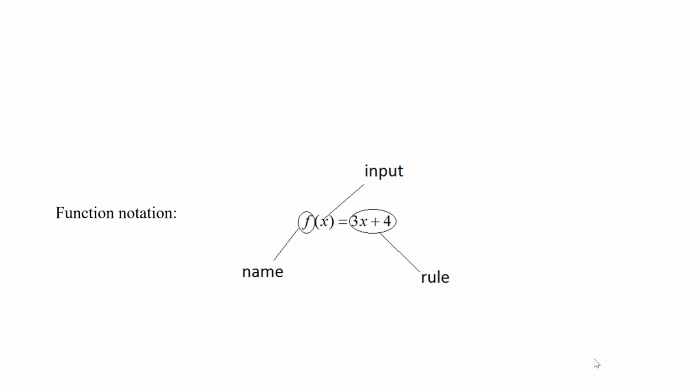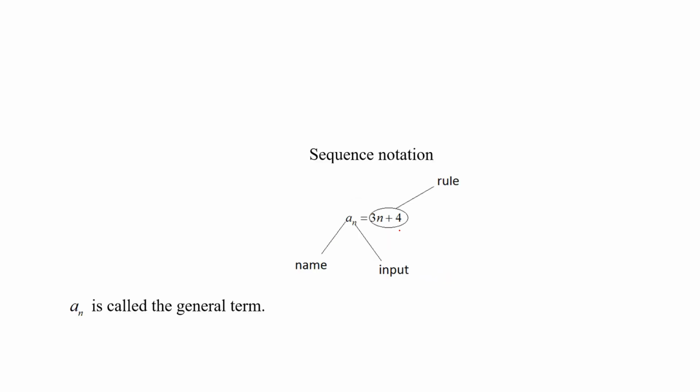So a sequence is just a function. We're only allowing integer inputs, or whole number inputs, I should say. And so we have function notation where the name of the function is here, the input variable goes inside the parentheses, and on the other side we have the rule. A function is just a rule that assigns to each input only one output, and we use function notation to write our rules. But for sequences, we've developed different notation.